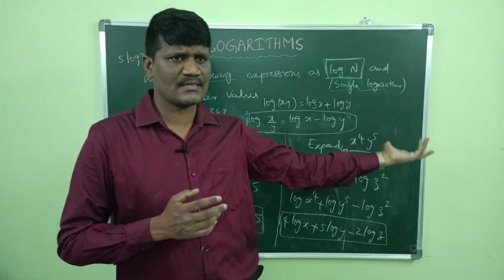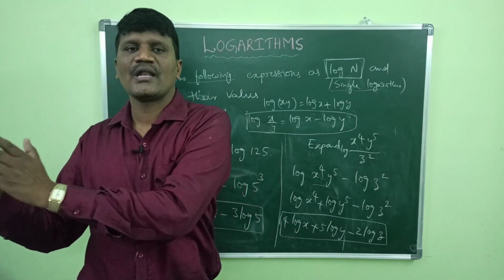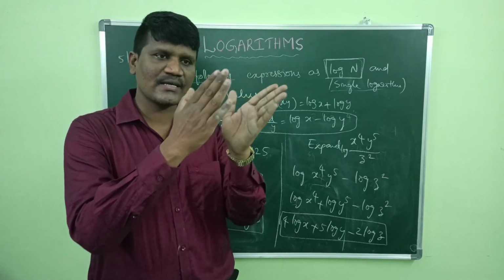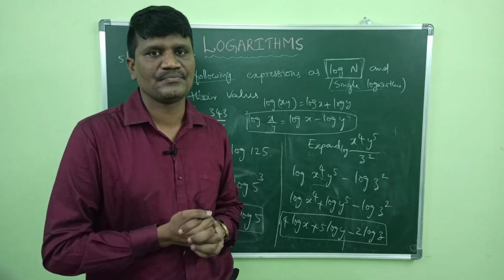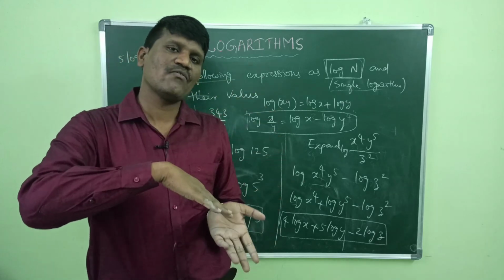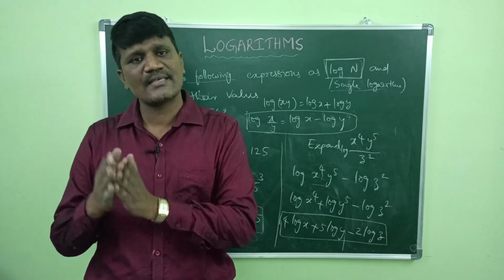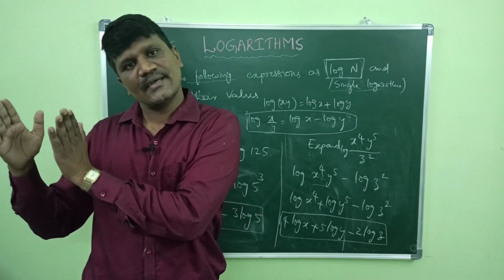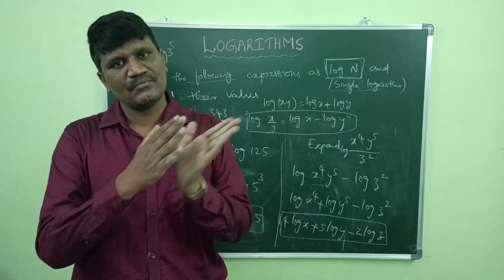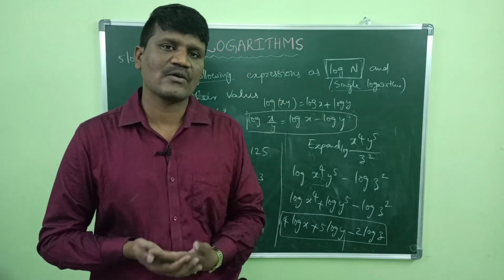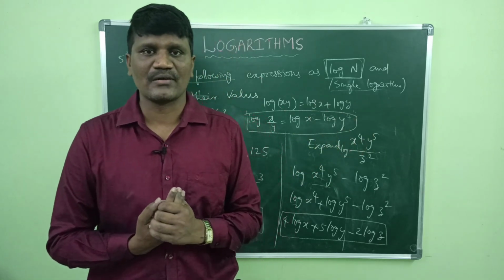Also, in the previous class we learned how to convert an exponential form to a logarithm form. If a power x is equal to n, then we can write x is equal to log n to the base a. And also the conversion of logarithm to exponential form: if x is equal to log n to the base a, then a power x is equal to n. So this is about the logarithm problems. In the next video we are going to see the 4-mark questions, and I hope we may complete the chapter also.